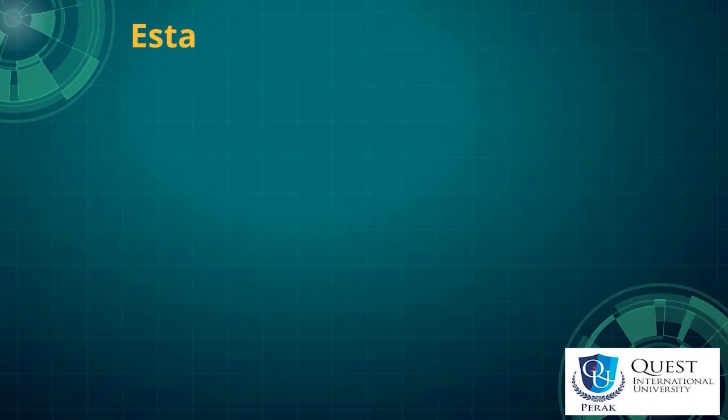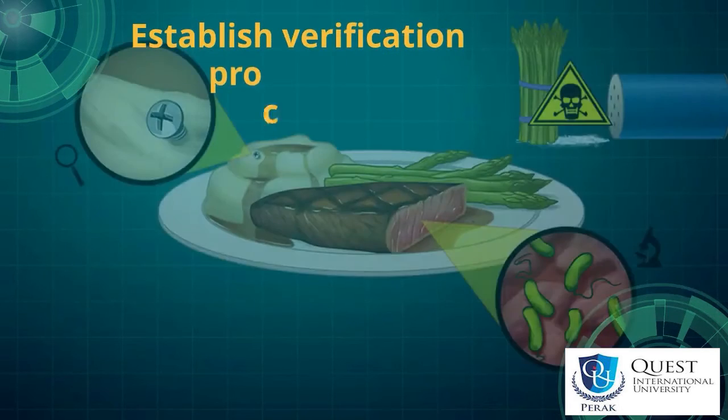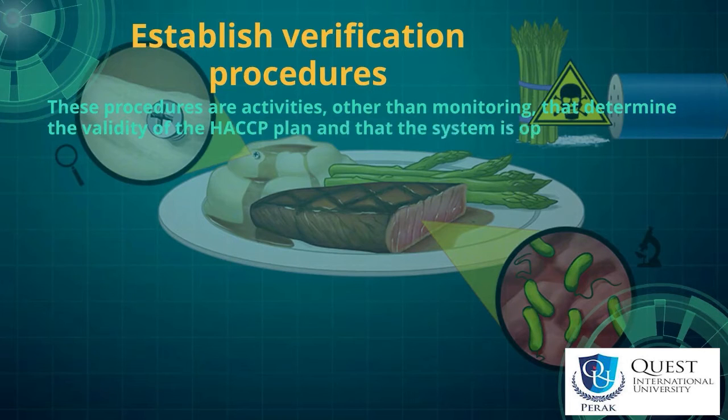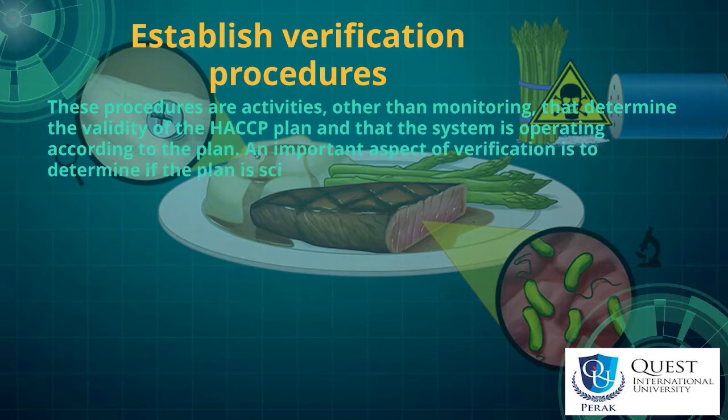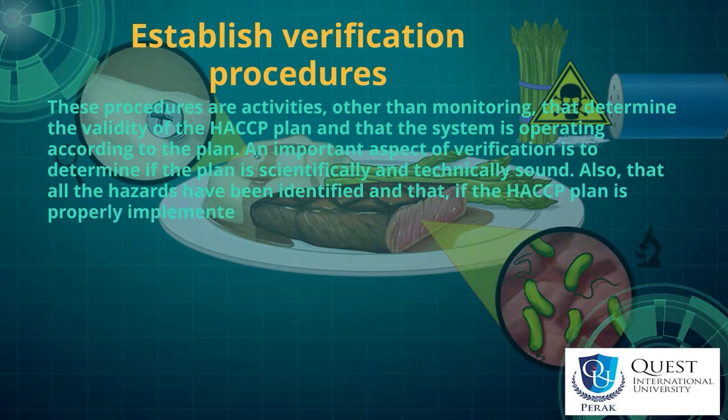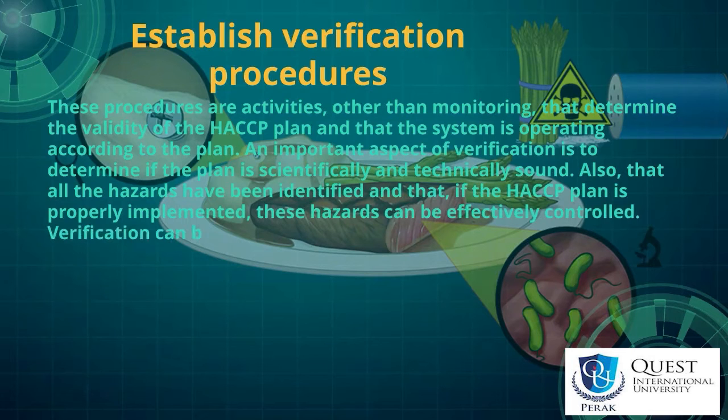The sixth step is about establishing verification procedures. These procedures are activities other than monitoring that determine the validity of the HACCP plan and that the system is operating according to the plan. An important aspect of verification is to determine if the plan is scientifically and technically sound, that all the hazards have been identified, and that if the HACCP plan is properly implemented, these hazards can be effectively controlled.